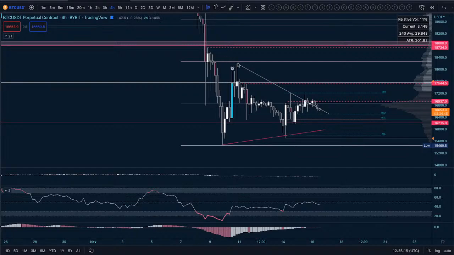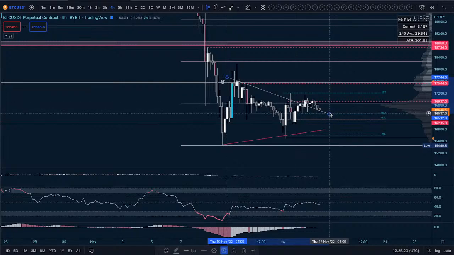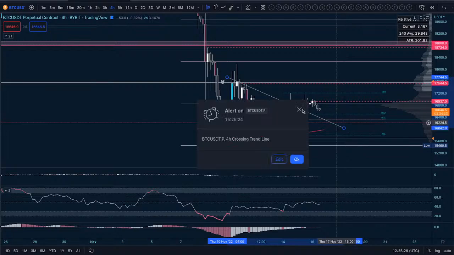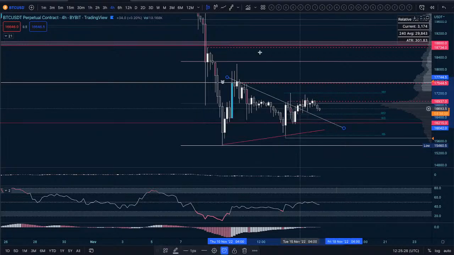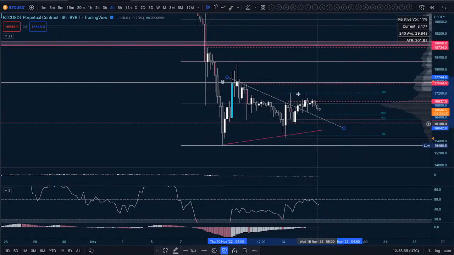This is a meme line. It's just for the alerts, but if you really want to do something with it, you know how I like to use the closes for these trend lines. And you see, RSI is also in a poor shape on the 4 hour. So it looks like it wants to go down.